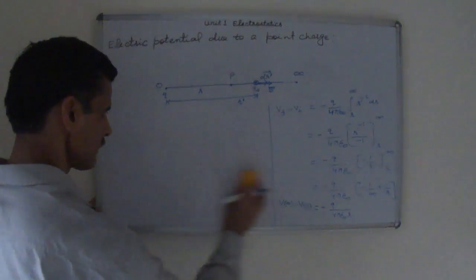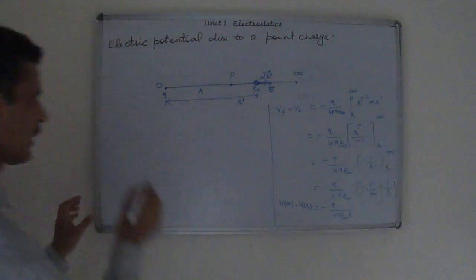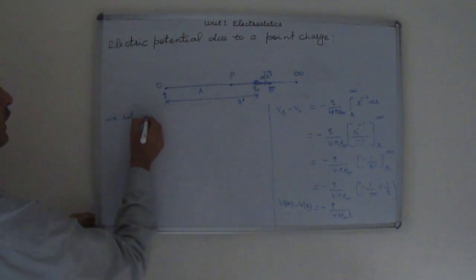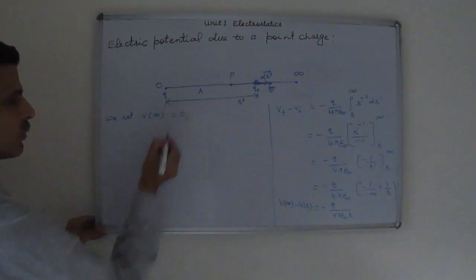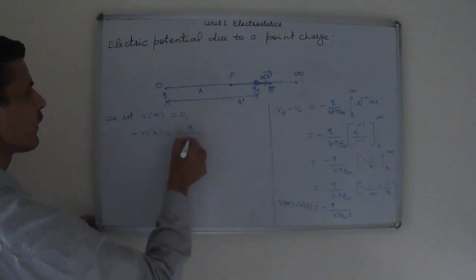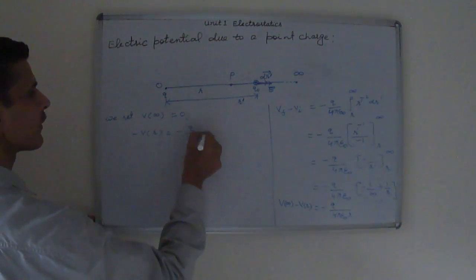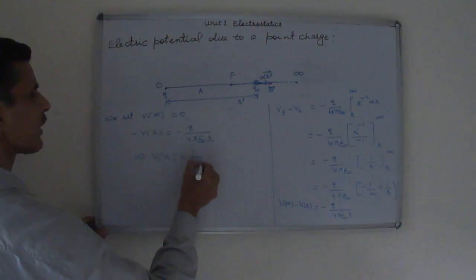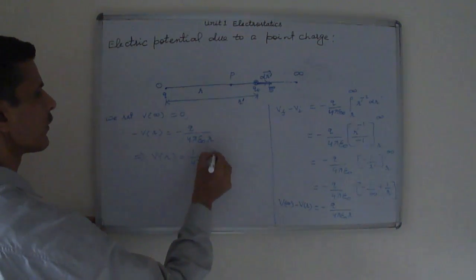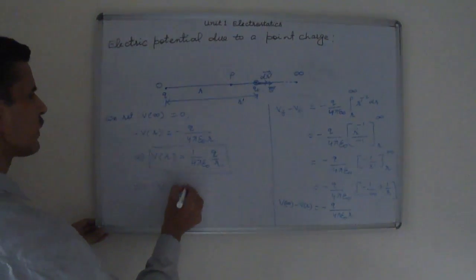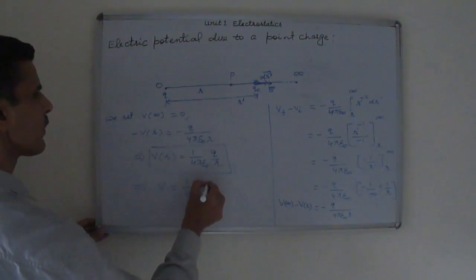Now here, generally we take potential 0 at infinity. So we set V infinity equal to 0. Then you have Vr is equal to minus Q upon 4 pi epsilon naught R. But this means simply Vr is equal to 1 upon 4 pi epsilon naught Q upon R. Or simply you can say V is equal to 1 upon 4 pi epsilon naught Q upon R.